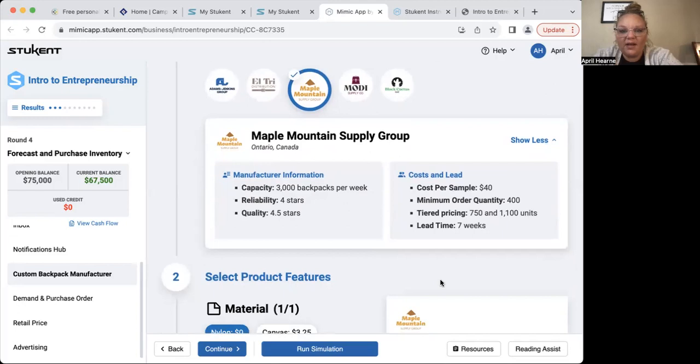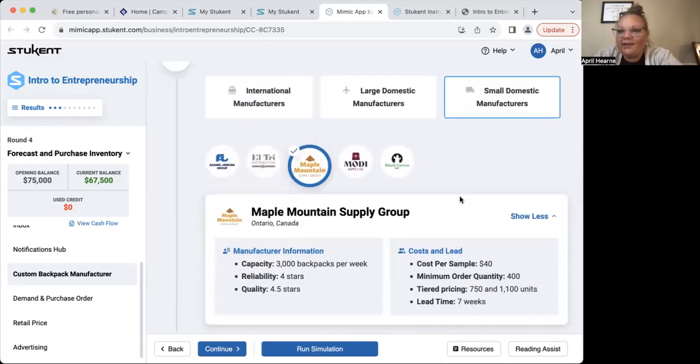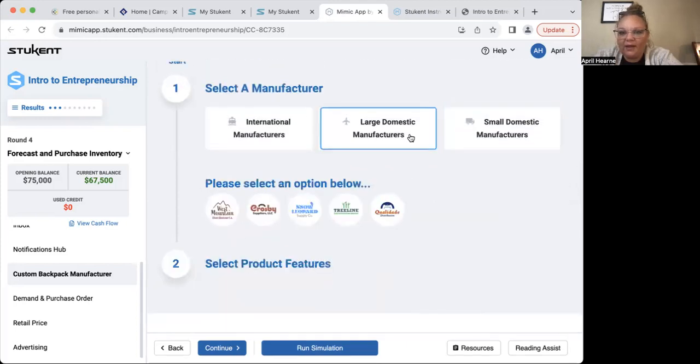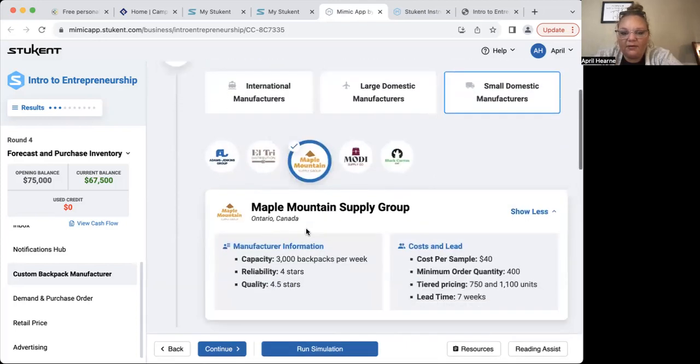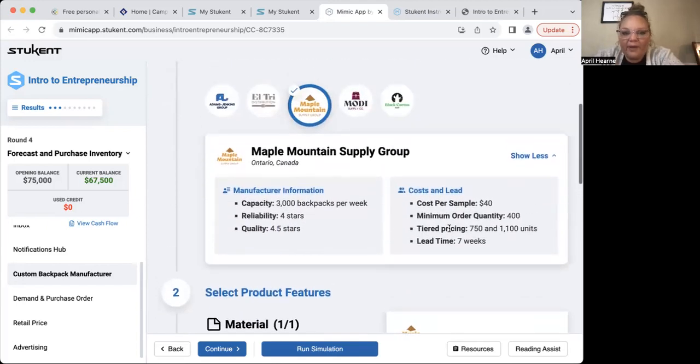Here is one of the ones that I chose, and I'm going to show you. Once you select it, whatever it is, and it doesn't matter which one you're picking, I can go back and show you different ones, but for now, for the video, Maple Mountain Supply Group, it's $40 per backpack. It takes 7 weeks, and you have to order a minimum of 400, but you actually get cheaper pricing if you order 750 or 1100 at a time. So that's information you're going to need on another screen. It will show it to you again, but start putting your thought process through all of that.